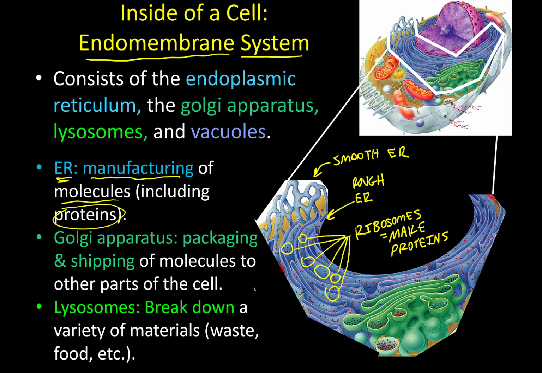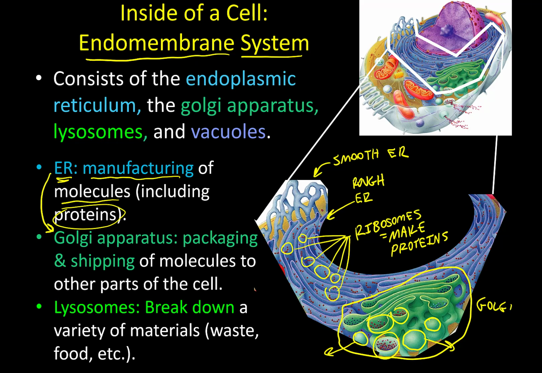The Golgi apparatus receives molecules that are created by the endoplasmic reticulum, and the Golgi takes those molecules, packages them up, and ships them out to other parts of the cell. This green structure here is the Golgi. And what you're seeing here are little membrane-bound balloons that are being filled with molecules and then sent off to other parts of the cell. These have been cut in half so you can see inside. So you can see they're filled with little molecules that were produced by the ER.